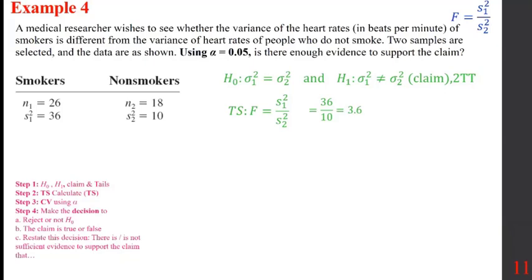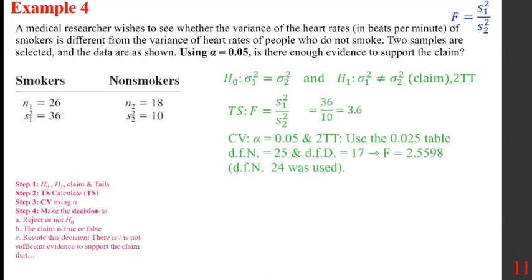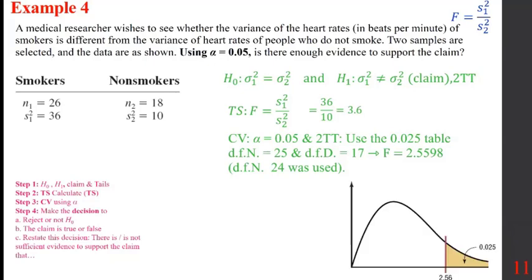Critical value, alpha is 0.05. You cut it into two pieces, and you use a table of 0.025. Degrees of freedom of the numerator is 26 minus 1. For the denominator is 18 minus 1. Now, when you go to the table, the limitation of a table, for the numerator, we stick with whatever we have. If we have 25, fine. If not, in this case, 24. And we get the F at 2.56 roughly.